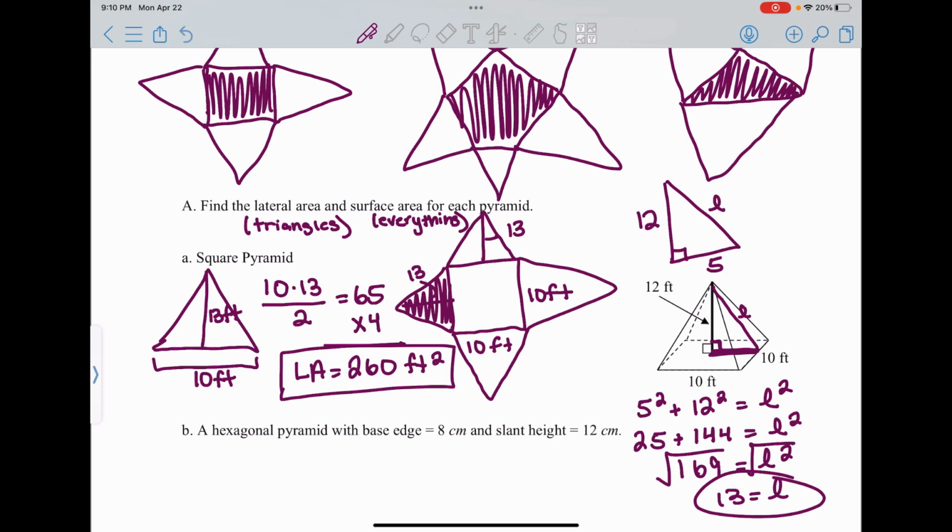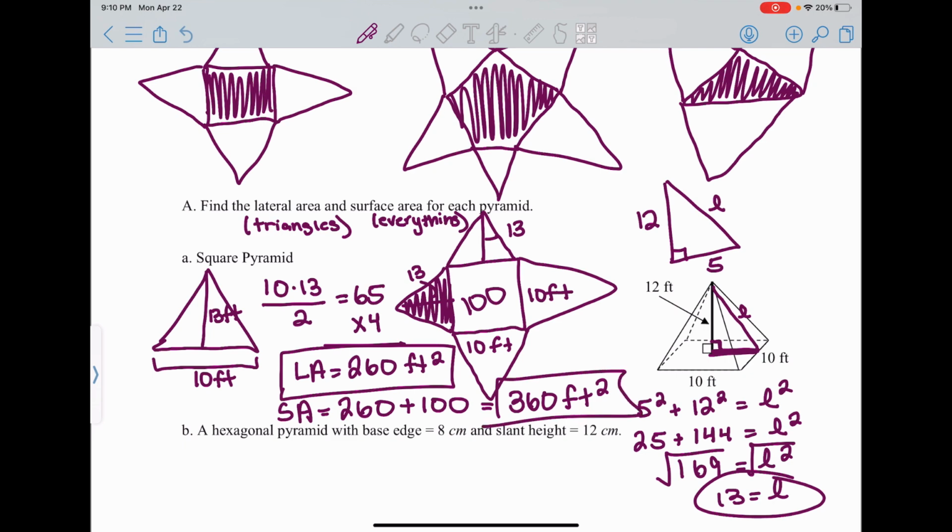To find surface area now, all I have to do is add my lateral area to the area of my base. To find the area of my base, because it's a square, all I have to do is base times height. So 10 times 10 gives me an area of 100 for my base. So surface area is 260 plus 100, which gives me a surface area of 360 feet squared.